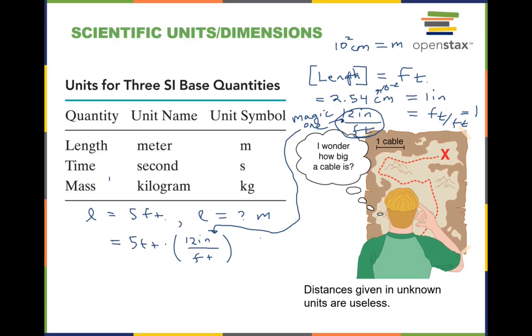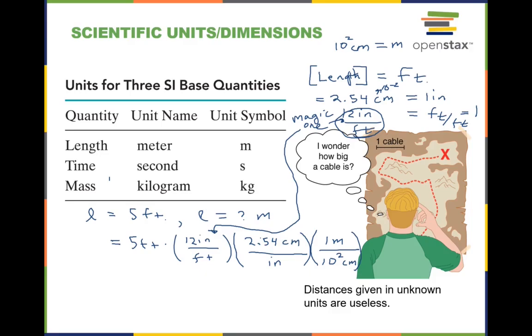Then from inches, I want to go to centimeters, since I'm trying to get to meters. So I'm going to use this next conversion factor, 2.54 centimeters in an inch. And then for the last step, since we want to get to meters, I'll make a magic 1 out of this conversion factor. You can see I'm just following the same pattern.